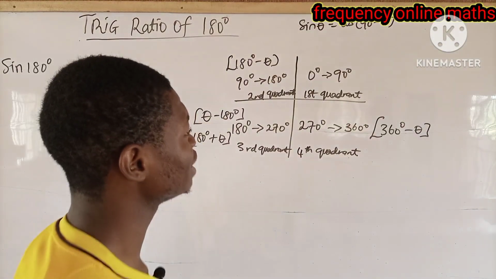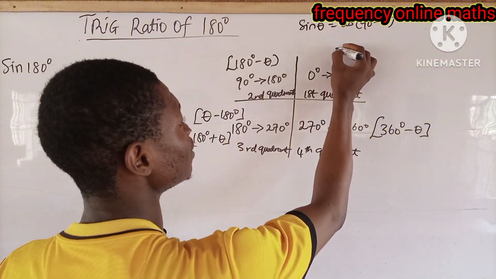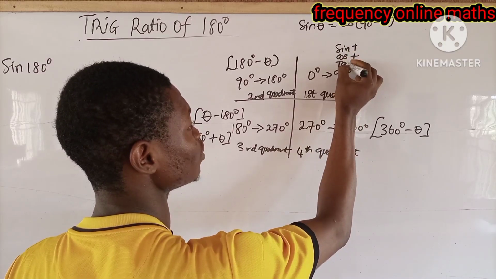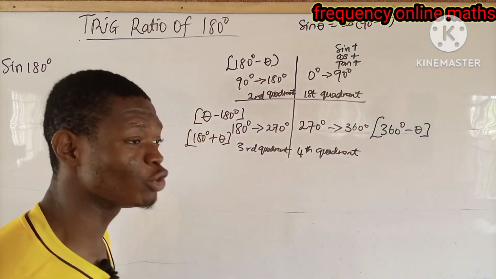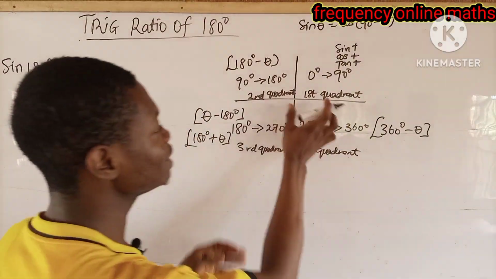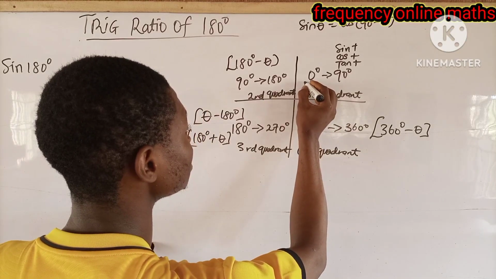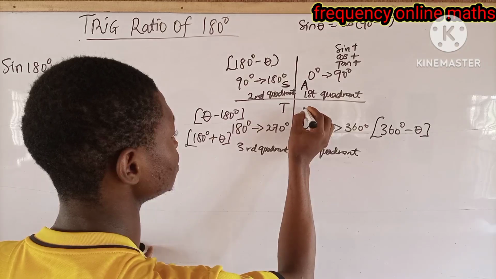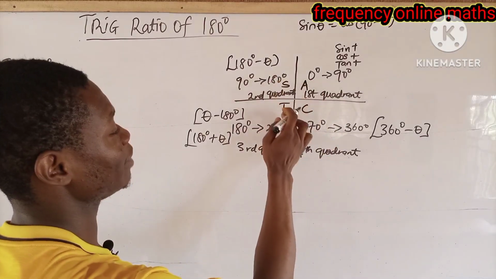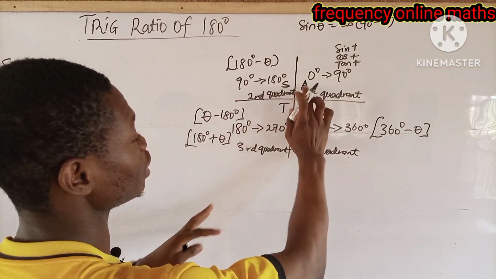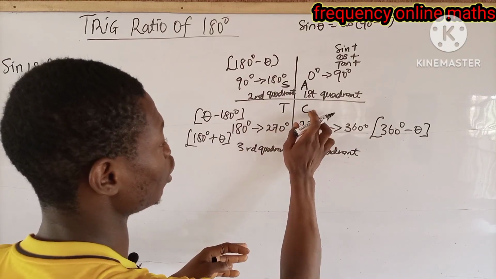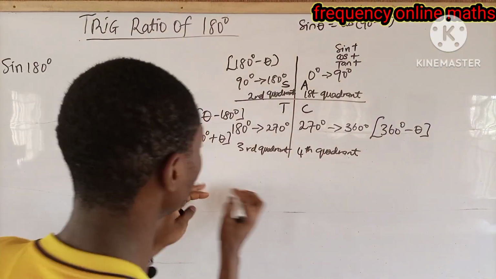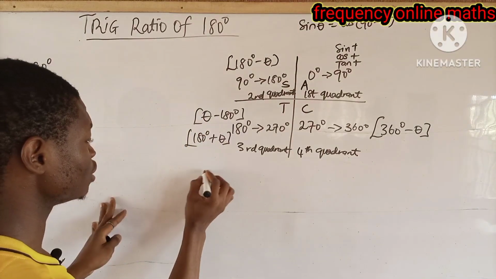Let me tell you something again. In this place, sine is positive, cos is positive, tan is positive. I'm going to show you how to remember it. In this place now, we are going to write A, S, T, C. After some time, all students take course. You understand? All students take course. So we have another one called CAST.